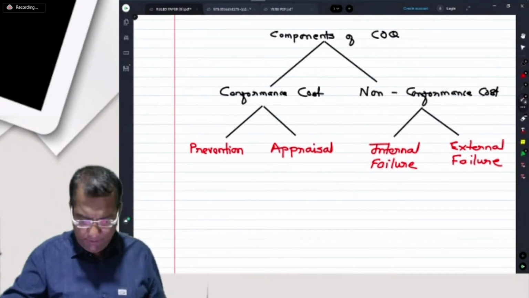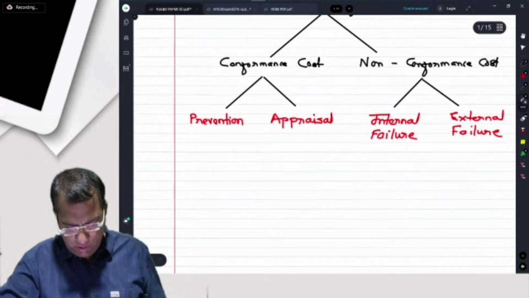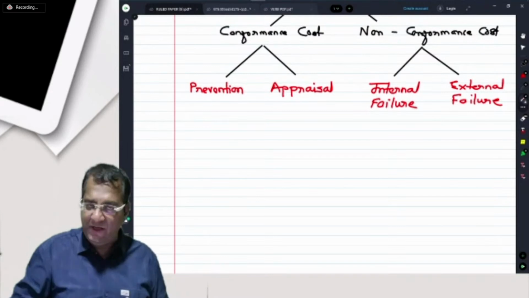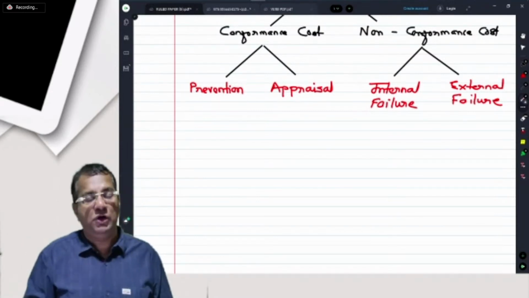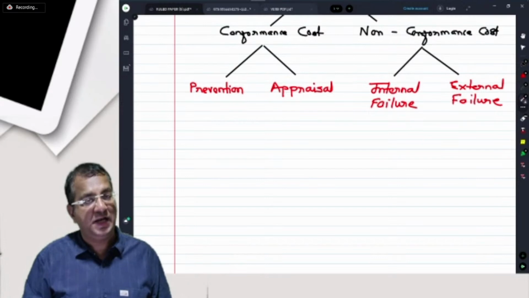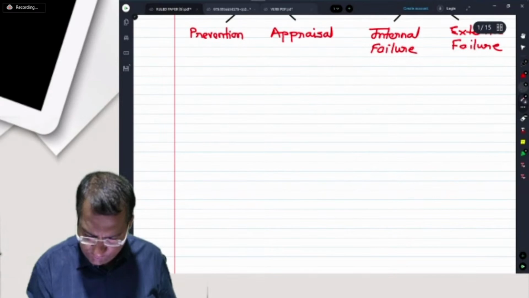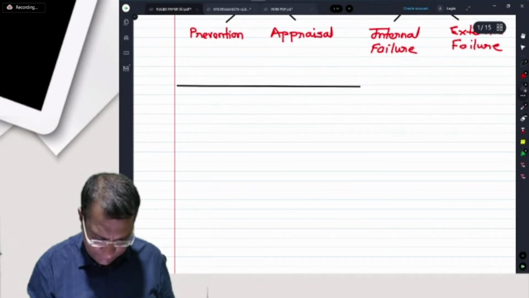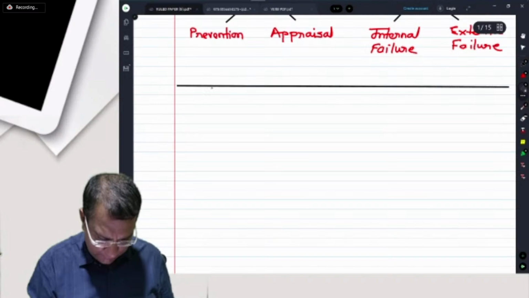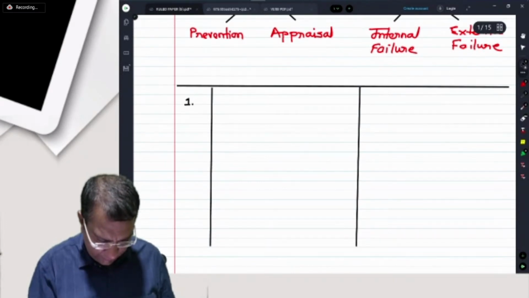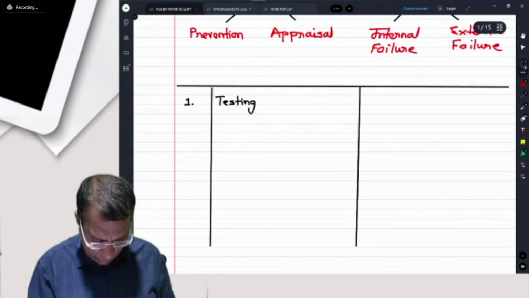Okay, beta. Now I am giving you some examples. Now I want to check that you have got the theoretical knowledge. Now it's time for application, whether you can apply the knowledge of prevention, appraisal, internal and external in these examples. So the very first example I am giving is testing of raw material.